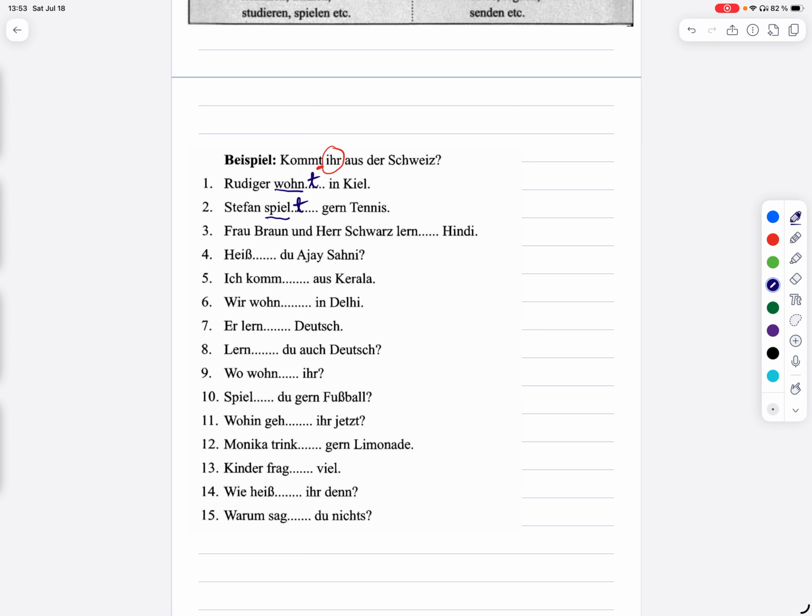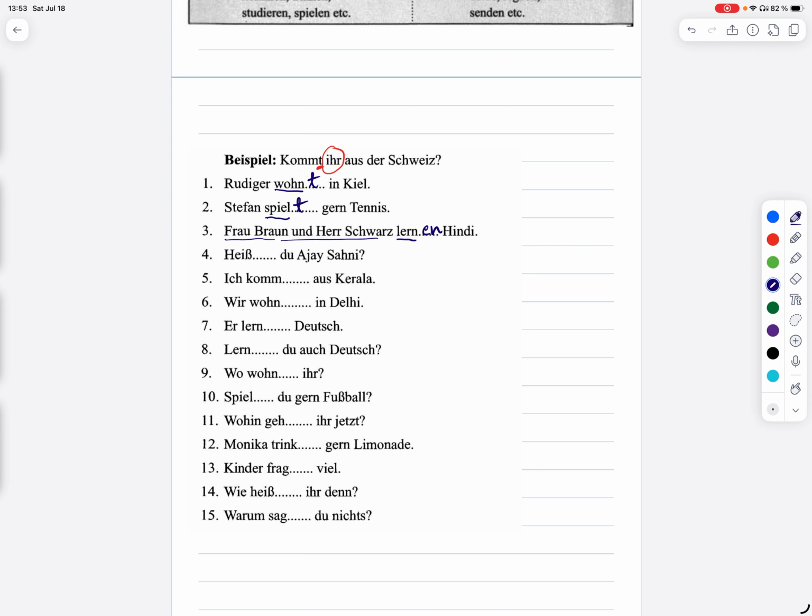Then Frau Braun und Herr Schwarz lernen Hindi. Stem from learn, from lernen. They are learning Hindi. So who's learning? Frau Braun und Herr Schwarz. So lernen, right? It's coming from sie, they. This will be they, and then they is sie in German, and for sie we have the en ending, right? And if you don't understand, you can obviously write in the comments and ask, then I can clear it up better.